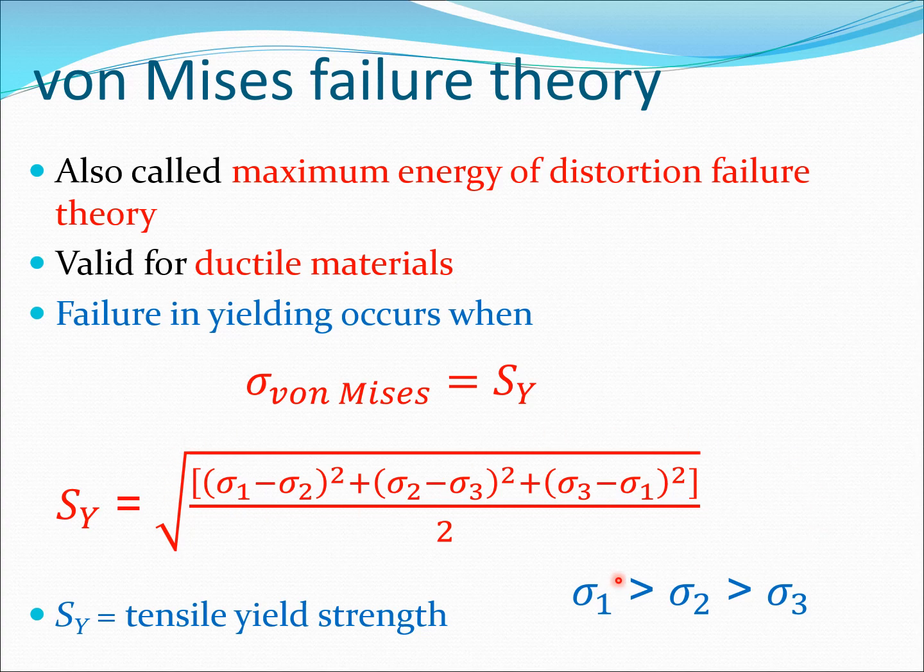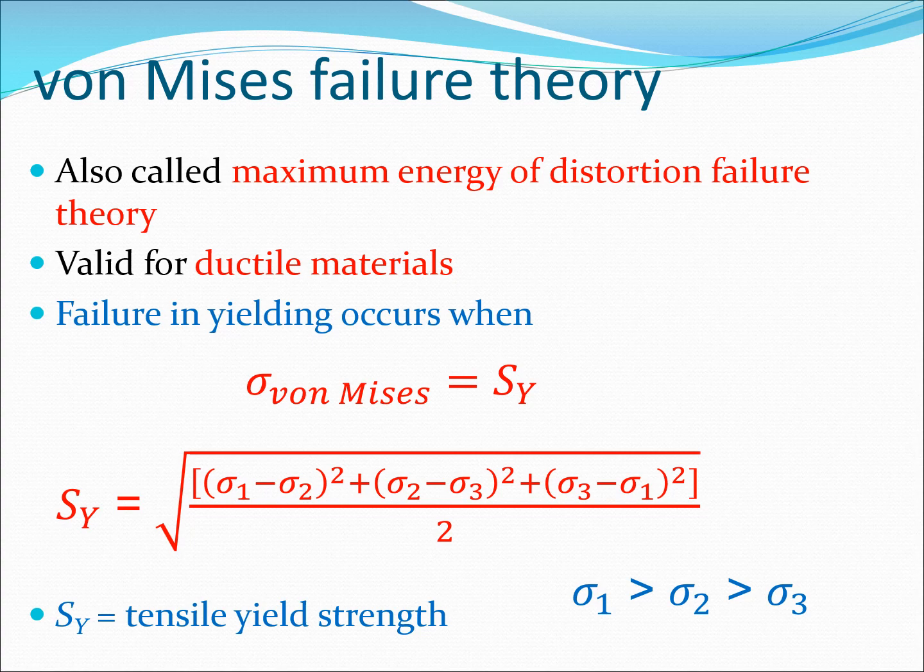Now remember, for sigma von Mises, there is this expression inside the square root and so on. So this expression was sigma von Mises, and so we have to equate this to Sy, where Sy is again the tensile yield strength. Once again remember that sigma 1 is greater than sigma 2 is greater than sigma 3. So we have arranged the principal stresses in this manner such that the maximum one is sigma 1 and the minimum one is sigma 3, and once we have these stresses we can very easily calculate the sigma von Mises here.